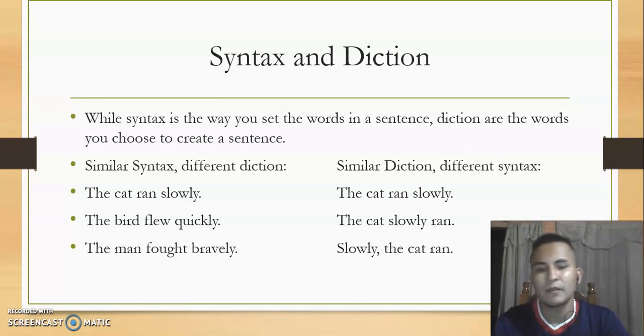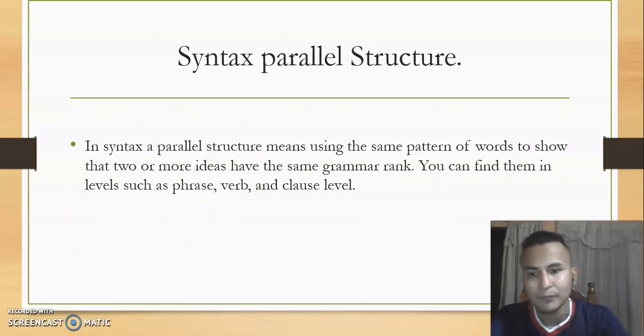So remember, syntax is focused on word order and diction is focused on word choice. So don't forget that.